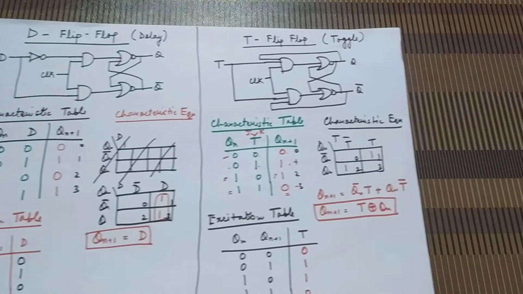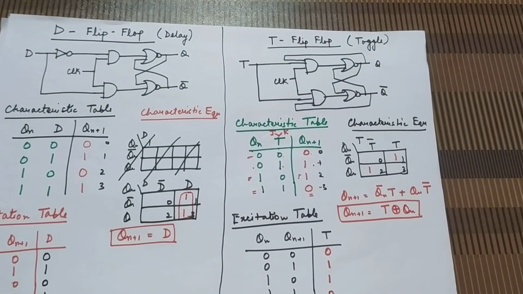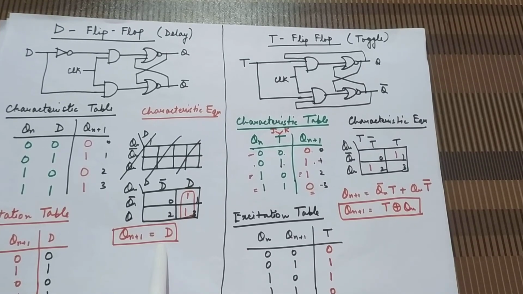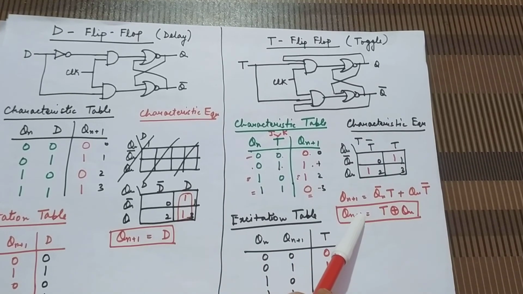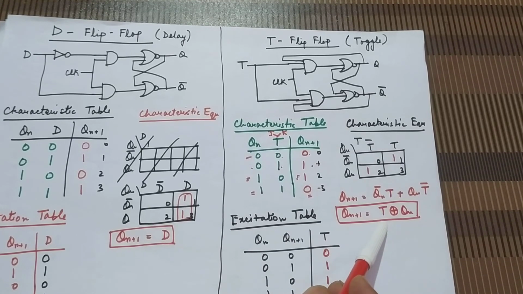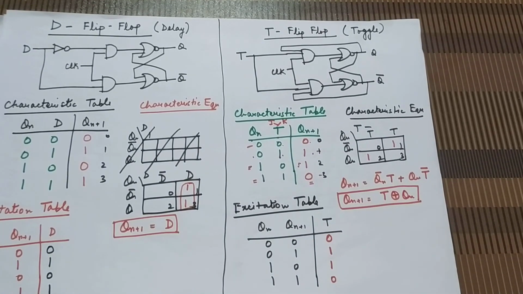So this was all about the T and D flip flop. In the D flip flop we have the property that whatever the input is, the same will be the output, that is Qn plus 1 is equal to D. And in the T flip flop, the toggle flip flop, we have the XORing phenomenon, that is T XOR the present state will be the next state. So this was all about D and T flip flop. Next we'll be discussing the state diagrams related to each and every flip flop.